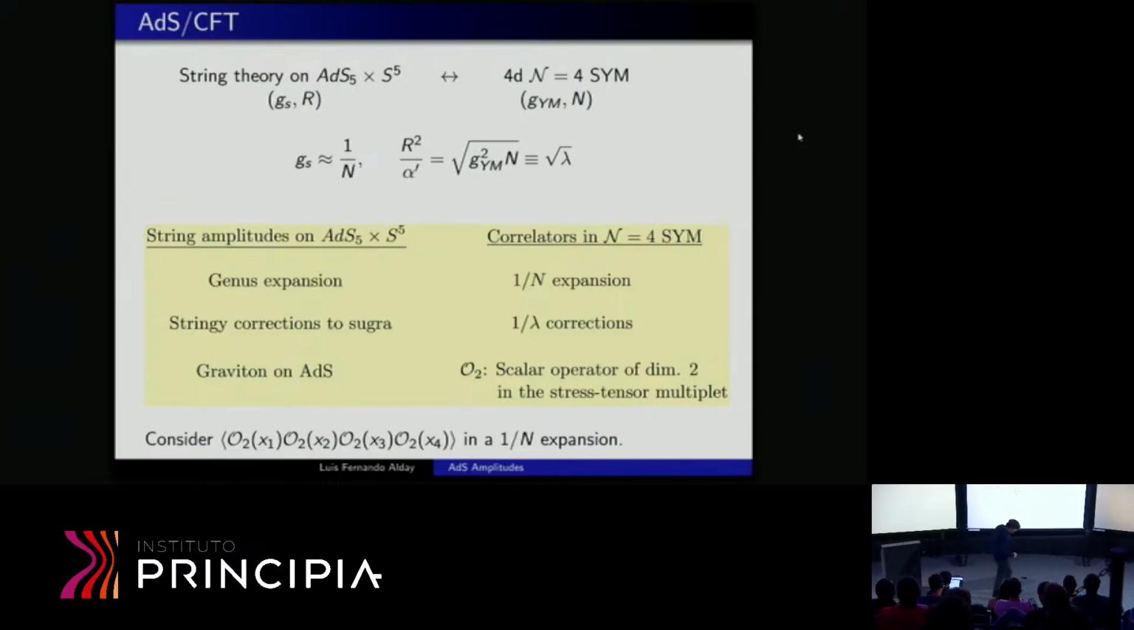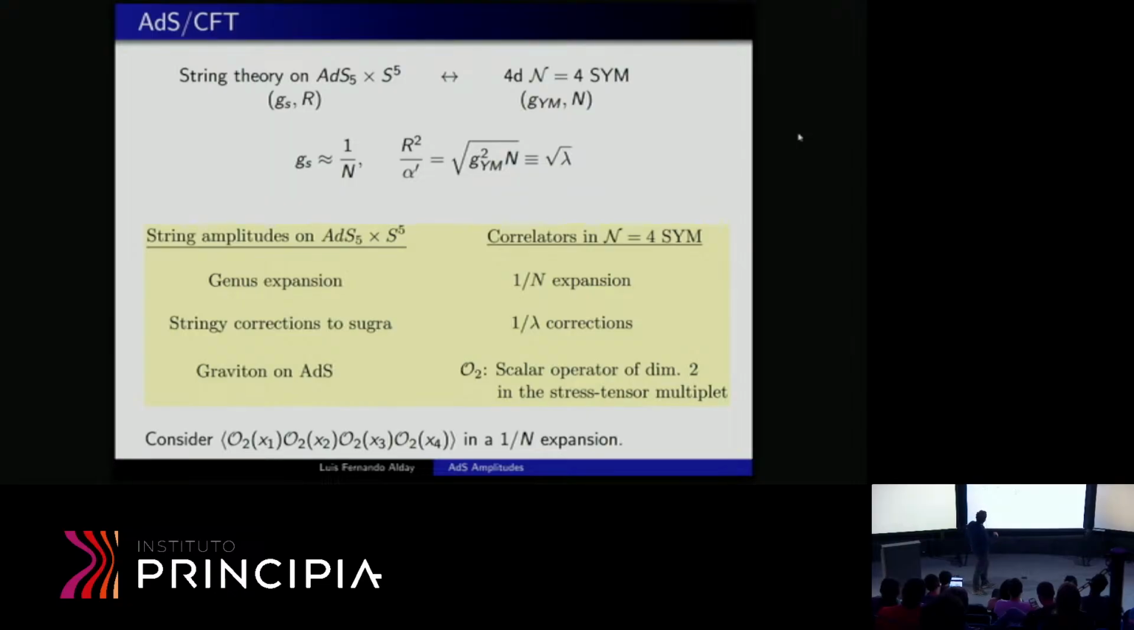We know that this correspondence gives us also a dictionary between the parameters on both sides. So for instance, the string coupling constant g_s is basically 1 over N, where N is the number of colors for an SU(N) gauge group, while the common radius of AdS5 and S5 in units of alpha prime is related to the square root of the 't Hooft coupling g_YM squared N. So that we can make a slightly more refined version of this dictionary. For instance, we see that the genus expansion, the small g_s expansion of the string amplitude, corresponds to a 1 over N expansion in the N=4 super-Yang-Mills case, while string corrections to supergravity, or a small alpha prime expansion, correspond to a 1 over lambda expansion on this other side, just by using this dictionary.